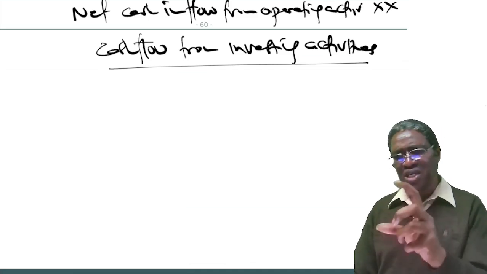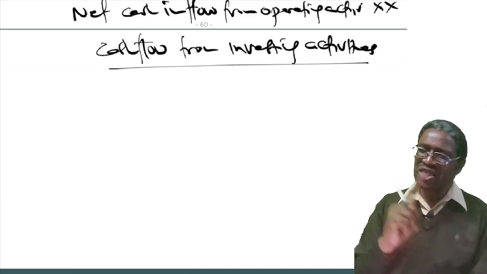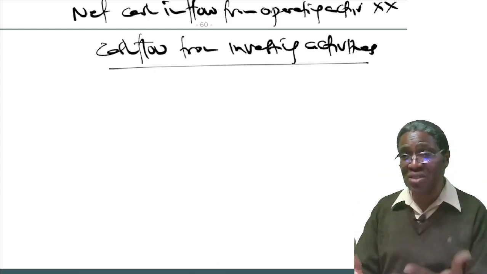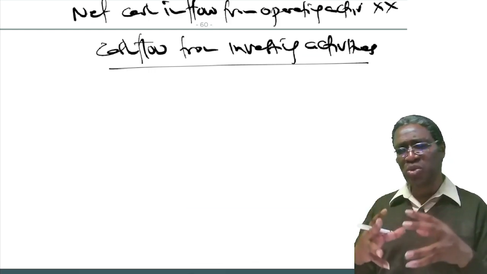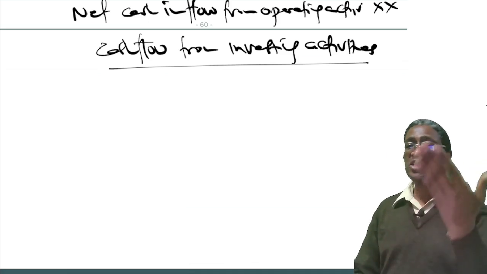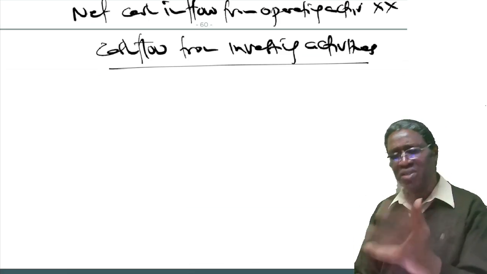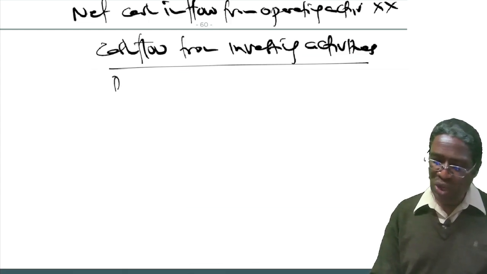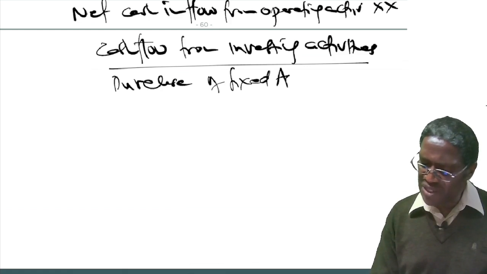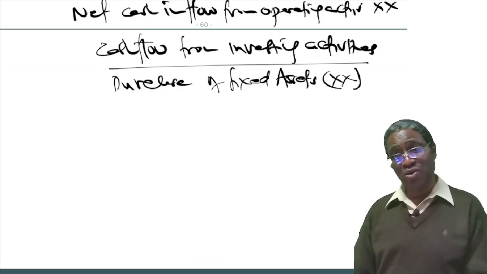Investing activities are those transactions affecting a fixed asset, or what you can call a non-current asset. That transaction is what we classify as an investing activity. For example, if you purchase a motor vehicle, that's an investing activity. If you purchase furniture, building, that's an investing activity. So one of the investing activities is purchase of fixed assets. Whichever fixed assets your company has purchased, that is obviously an outflow.